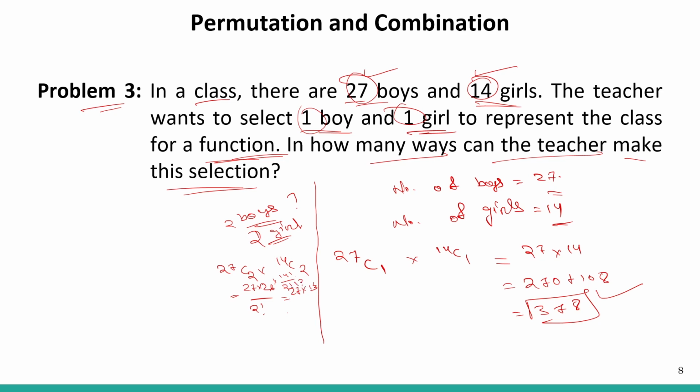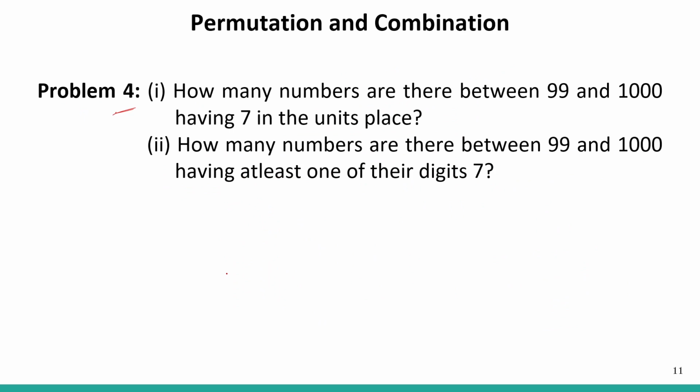2 factorial into 12 factorial. Okay. So this much into what? So it will be 14 into 13. So 7 into 13. Okay. This is what the answer will be if the question is modified in this manner. Okay. So let's go forward to solve problem number 4.